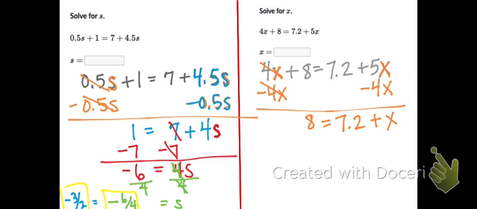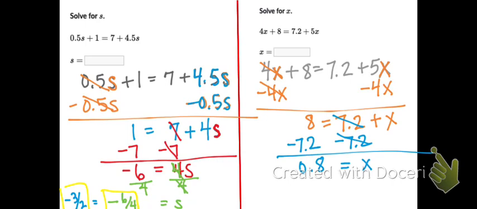Now this, the variable is almost by itself. I can just solve this in one more step because the only thing happening to x is we're adding the 7.2. So I'm just going to move that adding 7.2 by subtracting that 7.2. And you have to do that on both sides. So on the right, I have 7.2 plus x minus 7.2. So these like terms cancel. And on the left, I have 8 minus 7.2, which is 0.8. So that would be your answer.